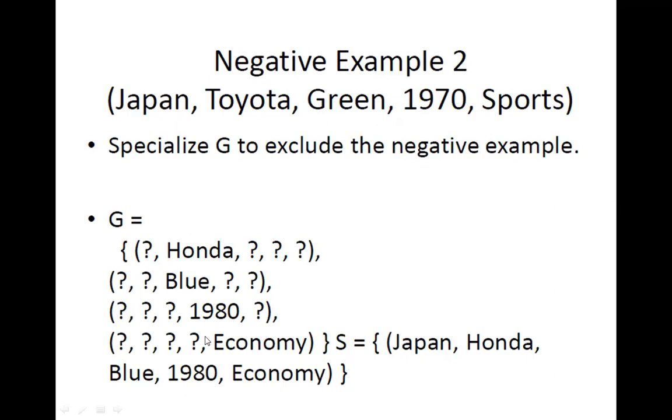So Japan, anyhow, it is there for the positive case. Okay, so Toyota, in the second field, I am saying that Honda has to be compulsory here. Okay, color green, I will say blue color is compulsory. And 1970, I will say 1980 is compulsory. Sports, instead of the sports field, we'll say the economy field is compulsory. So the G hypothesis will get 4 hypotheses.